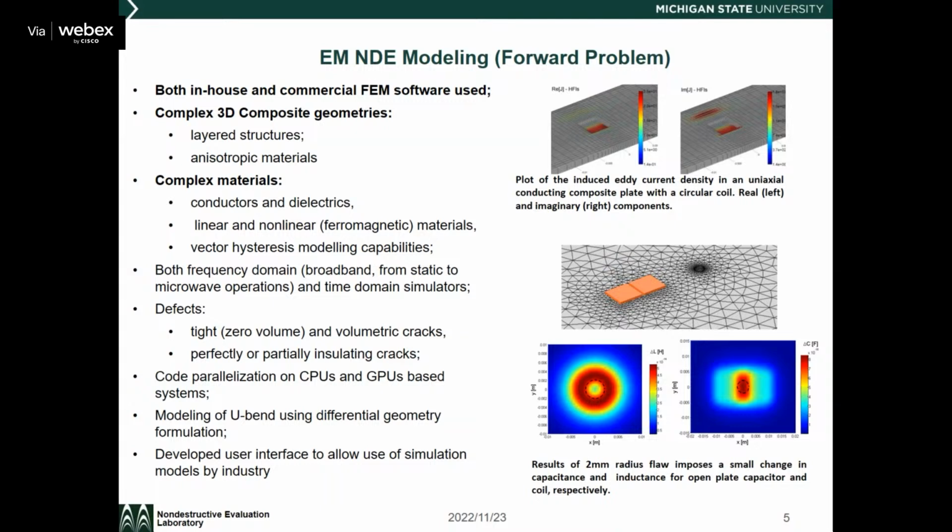Sorry. In case of complex composite materials, does a single layer also have nonlinear properties associated with it, or is it that each of the layers has different properties?